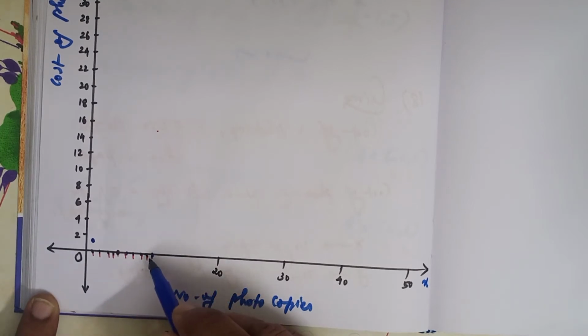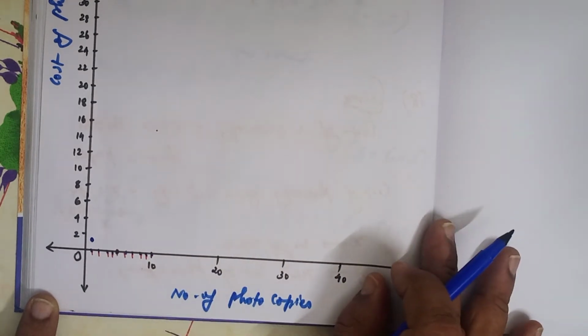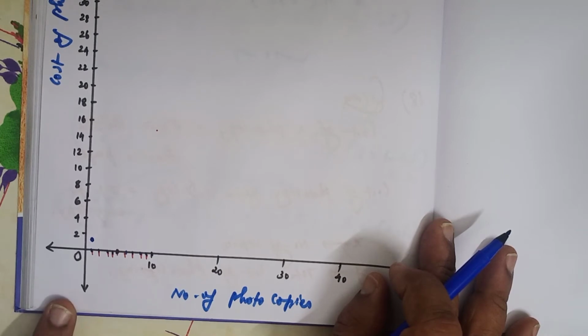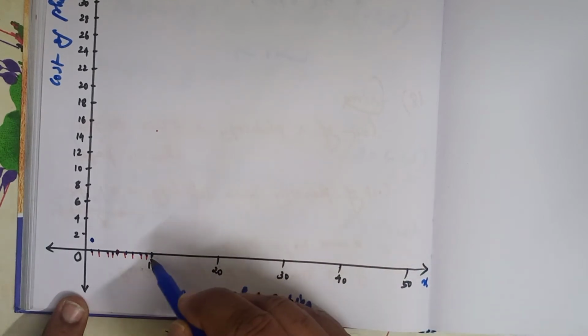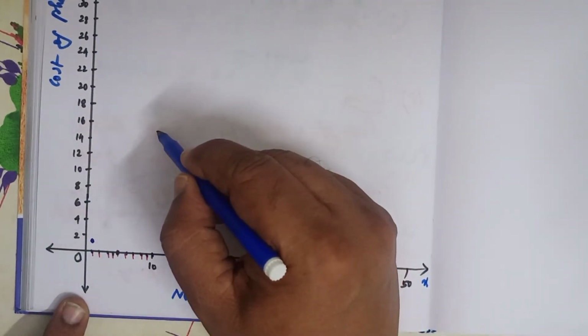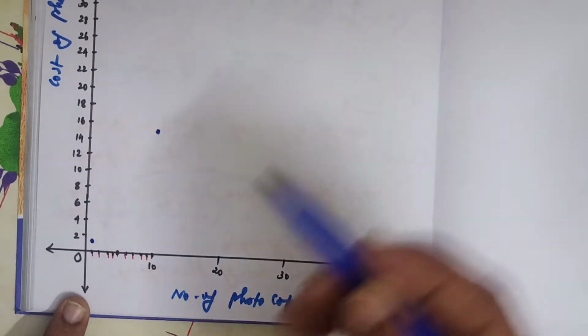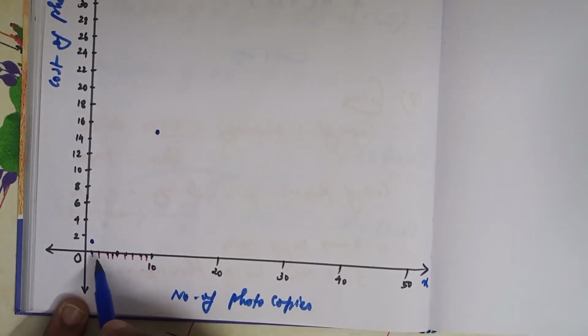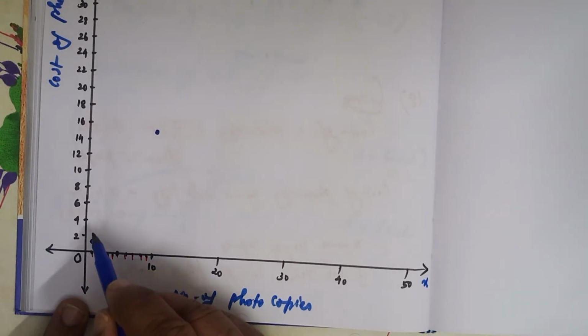Before taking the second copy, I take the 10th copy. For the 10th copy, each copy is 1 rupee 50 paise, means up to the 10th copy, each page is 1 rupee 50 paise only, correct? So 10 into 1.5, that is equal to 15 rupees. For 10, 15 rupees. Here it is in between 14 and 16. Okay. Now for the second copy, 2 into 1.5, that is 3 rupees, in between 2 and 4.